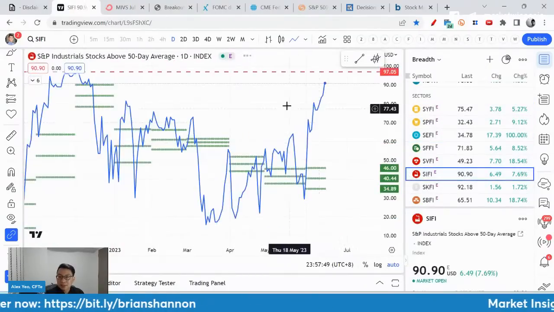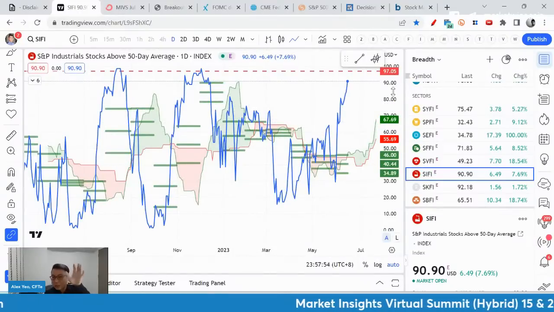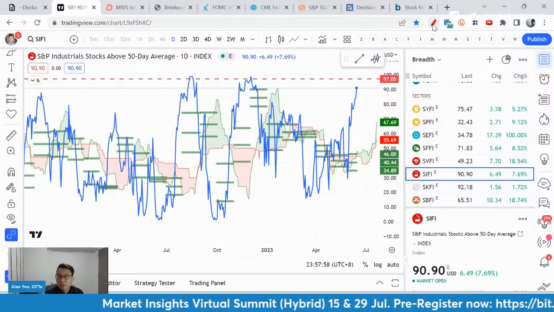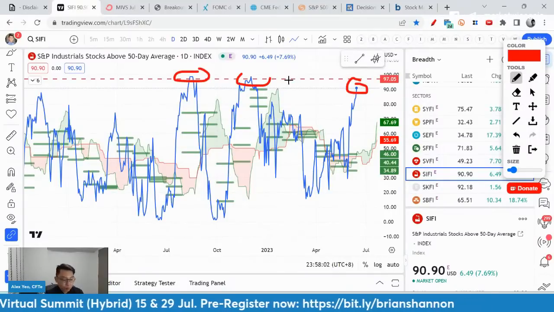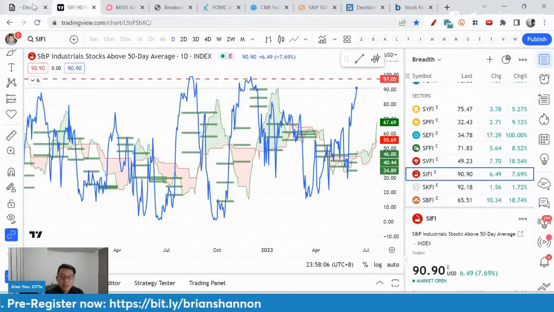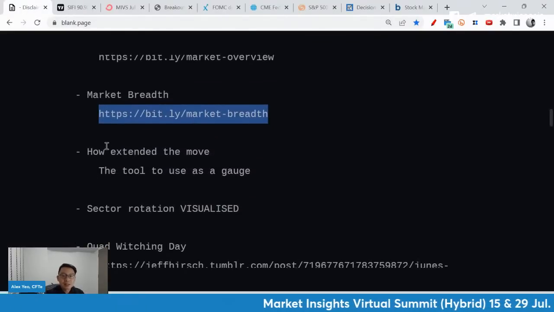But of course in certain sectors, I think it is already there. For example, the industrial stocks, how high can they go? This is at the top already, somewhere around there. So you have to be careful. But other than that, I think this is a tool to let you know how extended the move is.